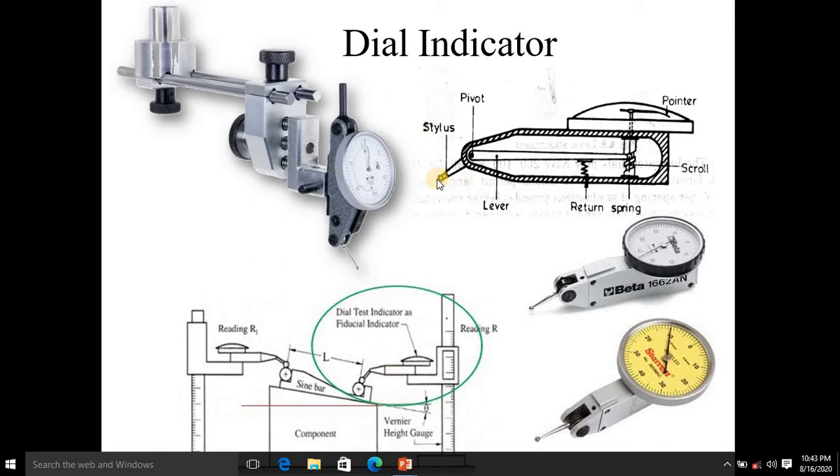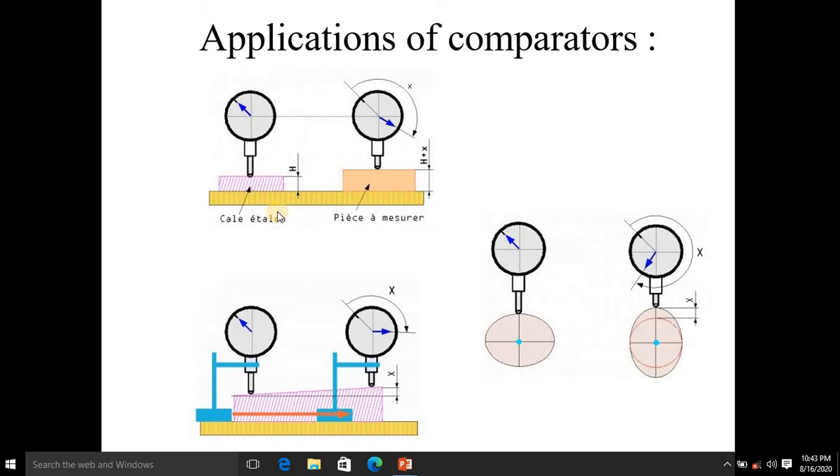You can see over here, this is the stylus. When the job touches the stylus, it will move like this, and due to this movement, the return spring and lever are actuated, which results in the lever scrolling inside this mechanism and giving the indication to the pointer. So look at this. In the case of measurement of height, this is h, this is h plus x. The difference of height is directly integrated by this particular movement.